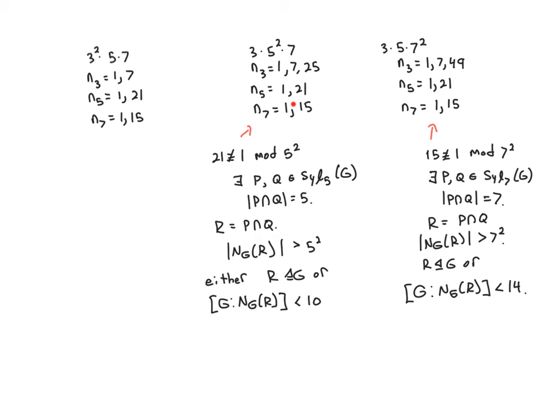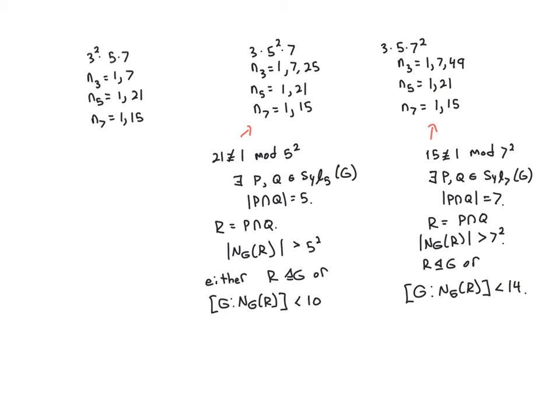Now we work on these 2 other cases real quick, as they're both proven similarly. I focus on these other large primes. In both cases, the idea is that if you assume the number of Sylow 5 subgroups is 21, 21 is not congruent to 1 mod 5 squared. So that means there exists a P and a Q in Sylow 5 whose intersection is order 5.